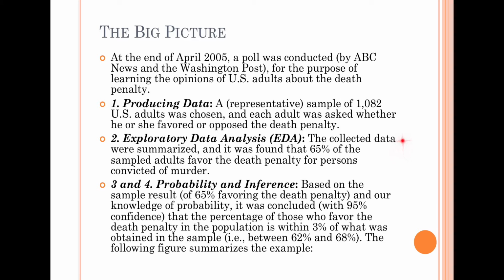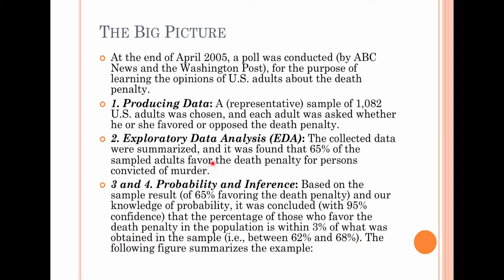And then the next stage would be 3 and 4, probability and inference. Based on the sample result of 65% in favor of the death penalty and our knowledge of probability, it was concluded with 95% confidence that the percentage of those who favor the death penalty in the population is within 3% of what was obtained in the sample. So in other words, that would be between 62% and 68%. The following figure summarizes the example.